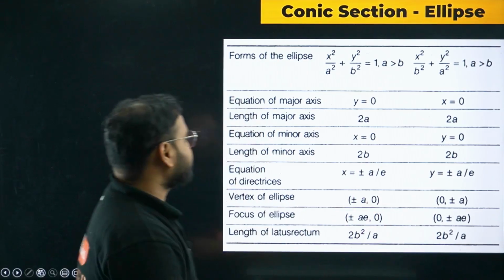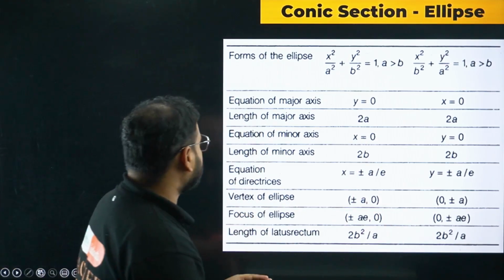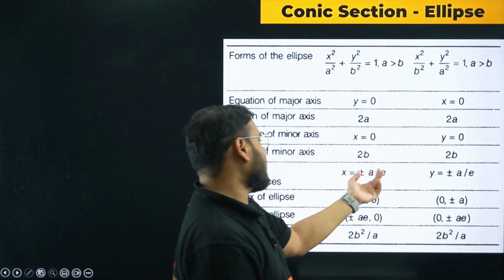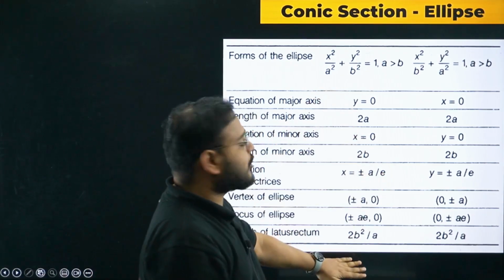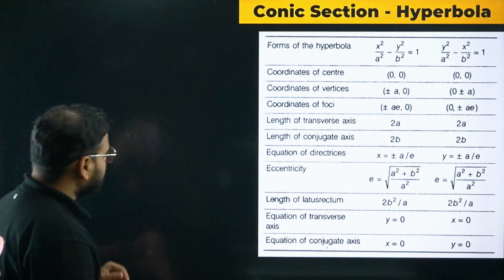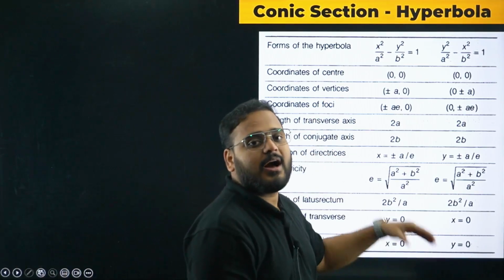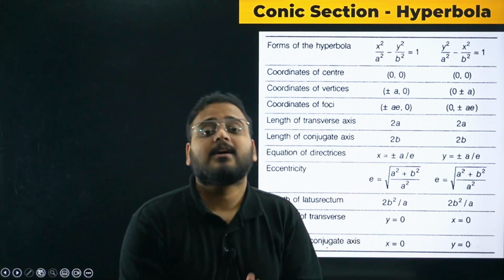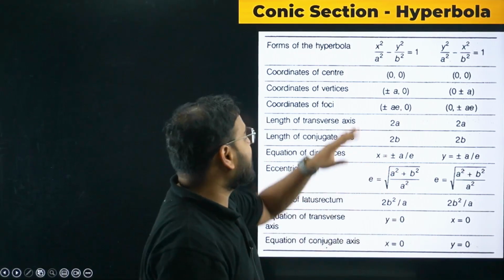Because direct questions are being asked, no? The equation of directrix is given here, plus or minus a by e. Again, all the formulas are listed over here. Please go ahead and check it out. We'll quickly move on to hyperbola now, same formation. Again, derivation can also be asked. In the model paper they have given it for ellipse, but they can ask for hyperbola also.